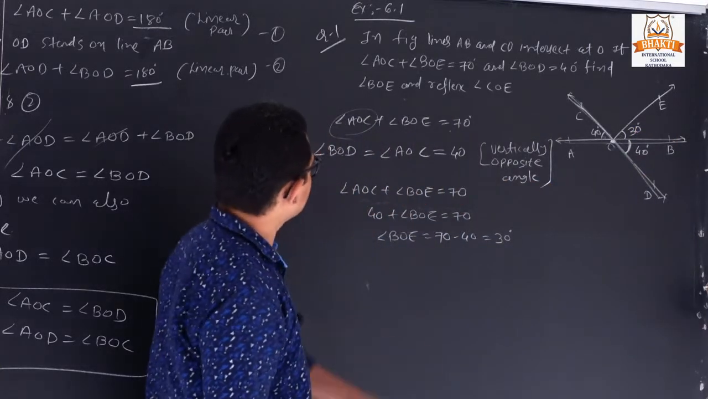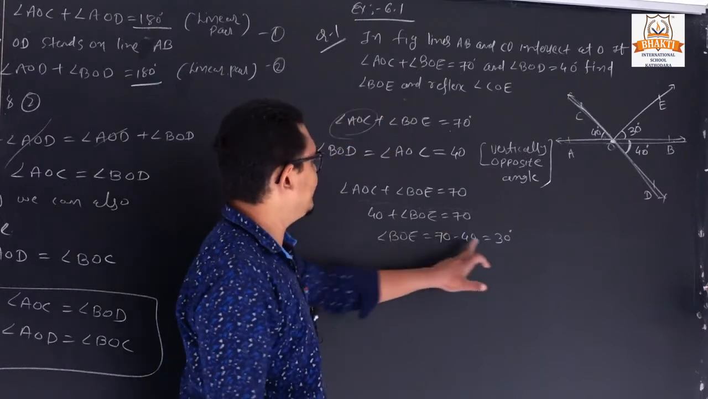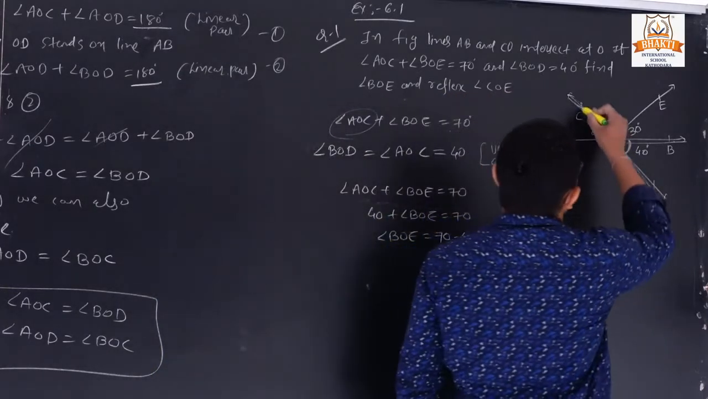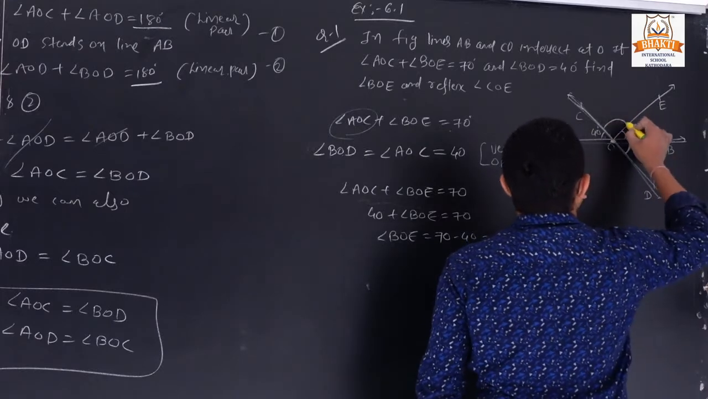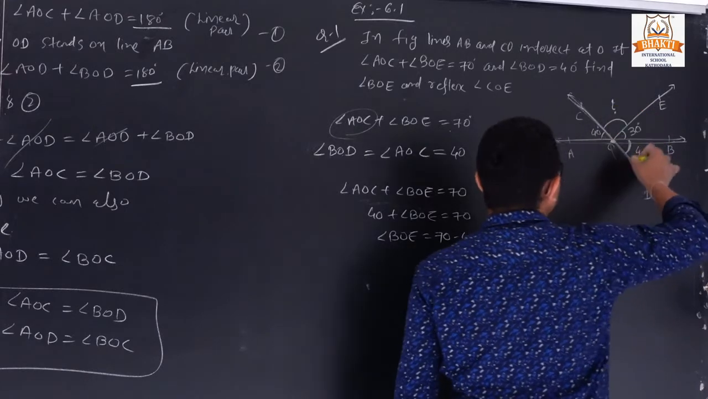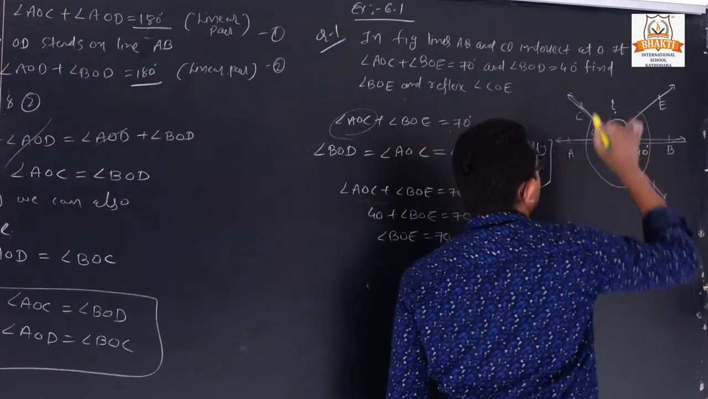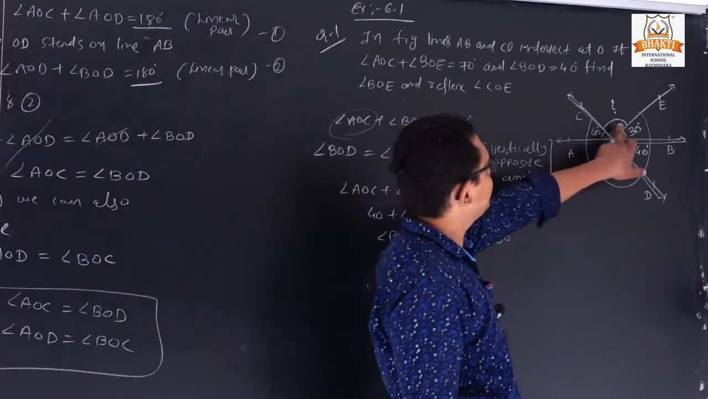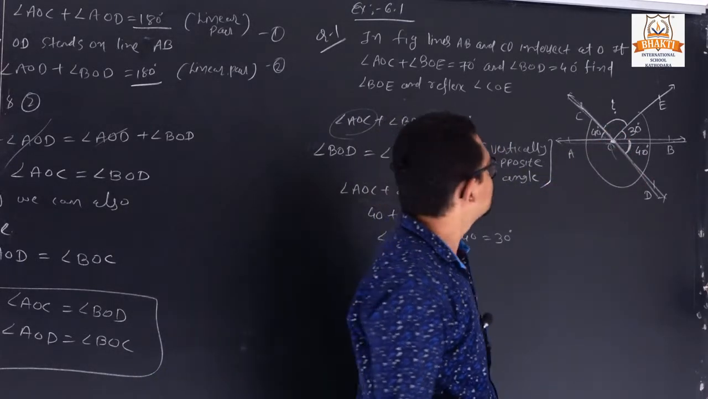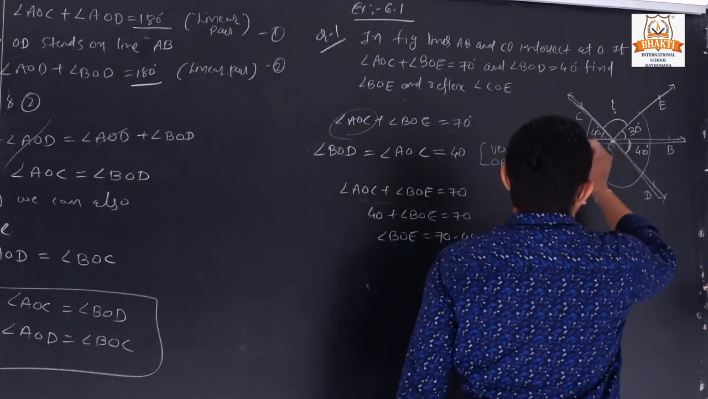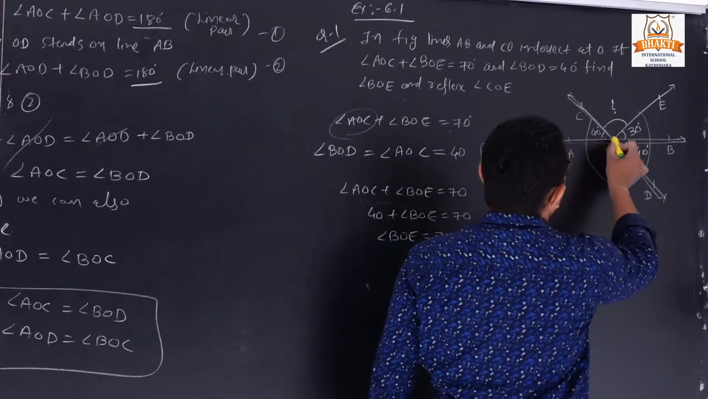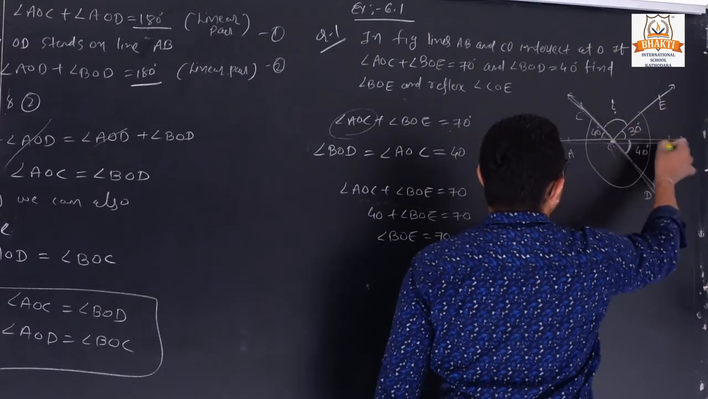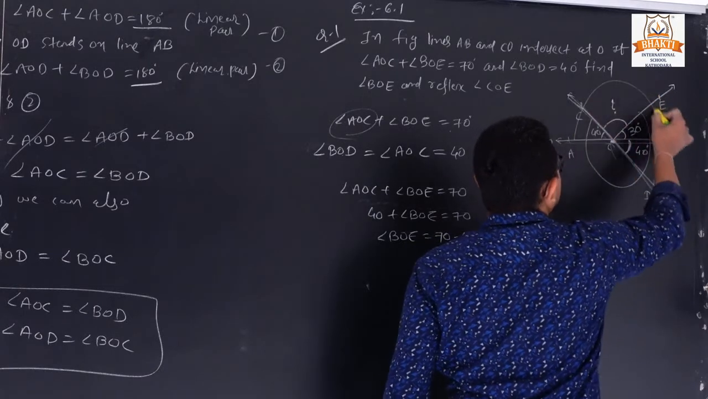Now what are they asking? Find BOE. It is already found, 30. And the reflex of COE. So first of all we need to find this angle, then we can find its reflex. Reflex means all of this. So how can we find COE? For that, the sum of these three angles AOC, COE and EOB is 180 degrees because it is a linear pair.